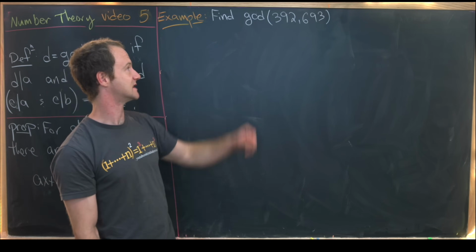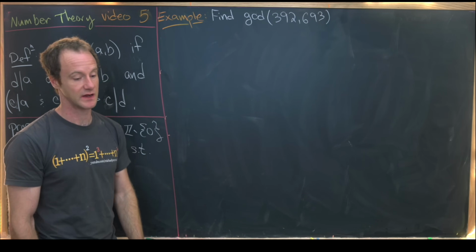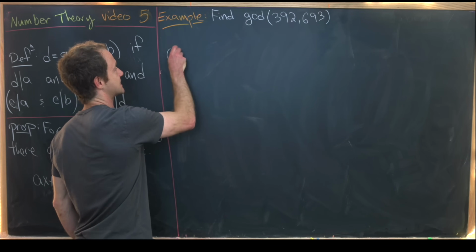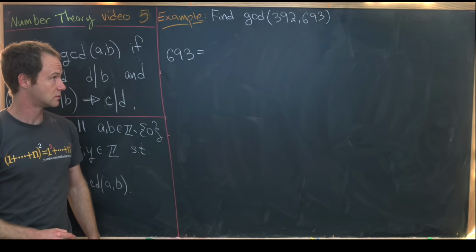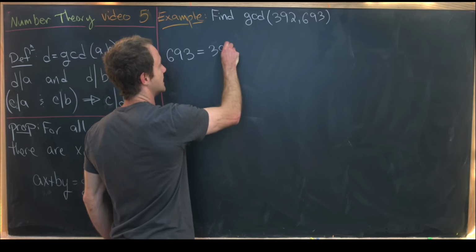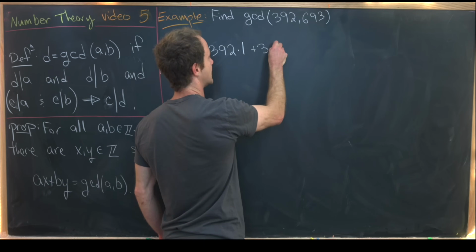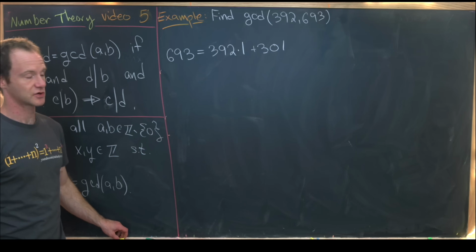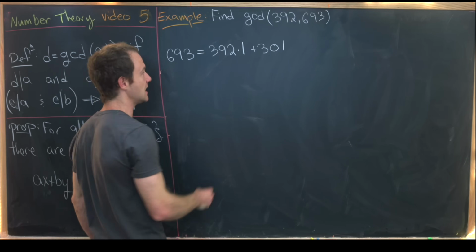Okay, so like I said, we're going to find the greatest common divisor of 392 and 693. So let's do that Euclidean algorithm. We need to take 693 and divide it by 392, keeping the quotient and remainder in mind. So this is 392 times 1 plus 301. So our first quotient is 1 and our first remainder is 301.